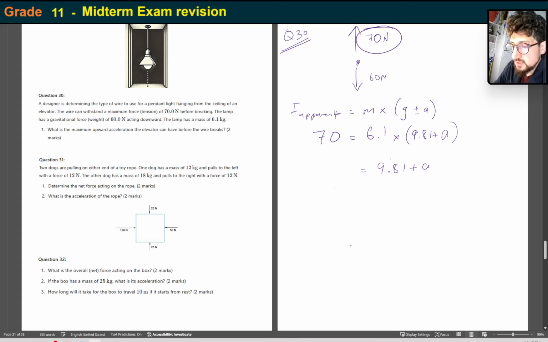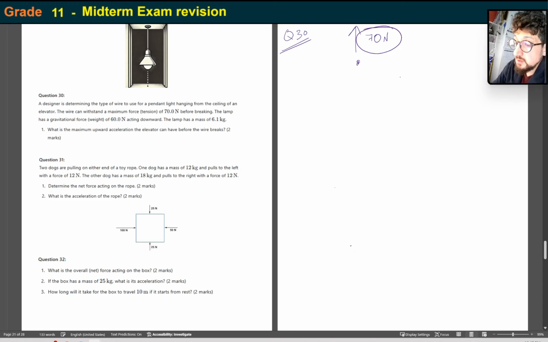Question 31 says two dogs are pulling on a rope. One of them has a mass of 12, the other one has a mass of 18. What is going to be the net force, I think? What is it asking for? Let's have a look.